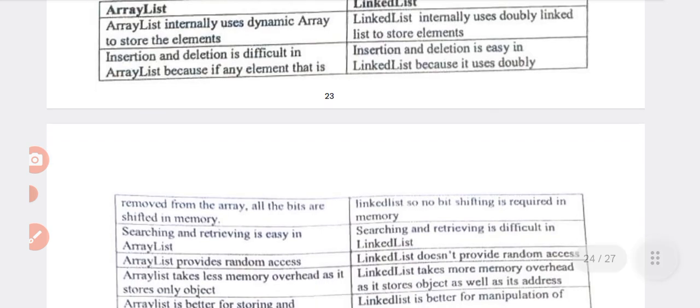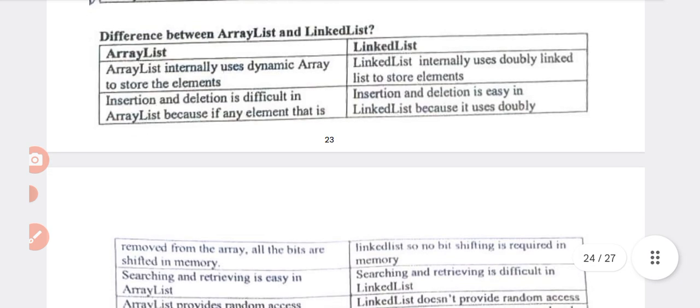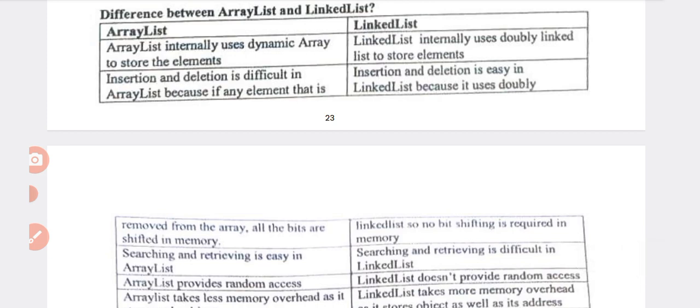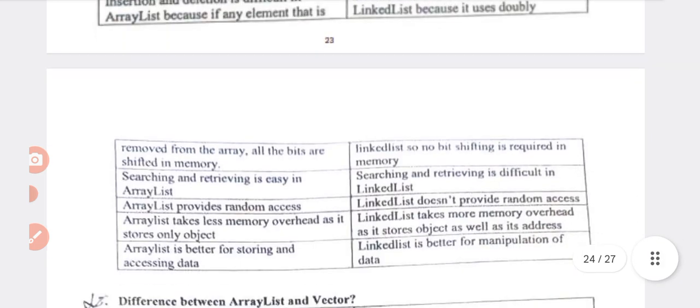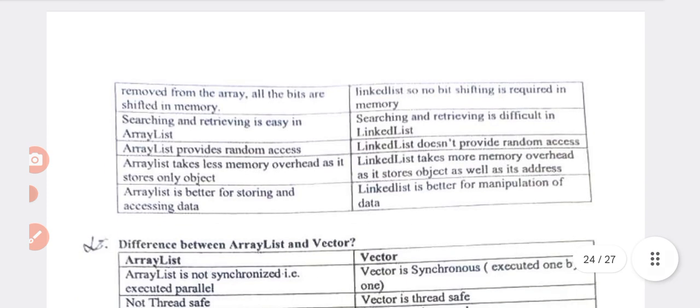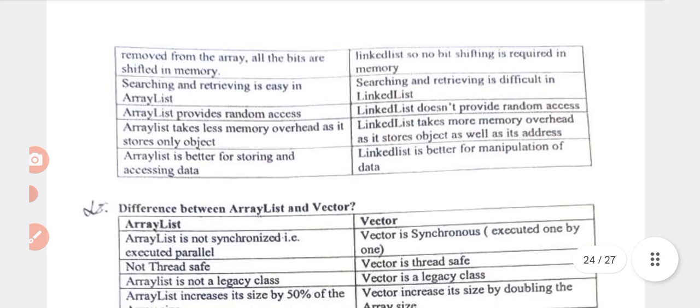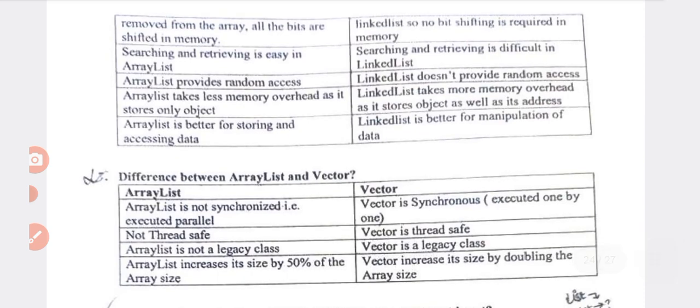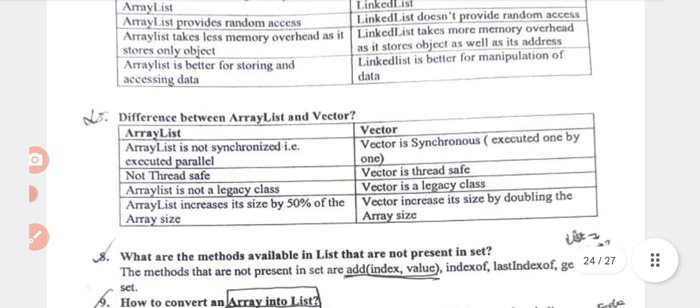Then searching and retrieving is easy in array list. In linked list, searching and retrieving is difficult. Array list provides random access. Linked list does not provide random access. Array list takes less memory overhead as it stores only the object. Linked list takes more memory overhead as it stores the object as well as its address. Array list is better for storing and accessing data. Linked list is better for manipulation of data.